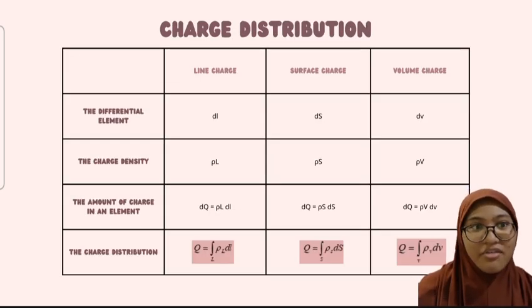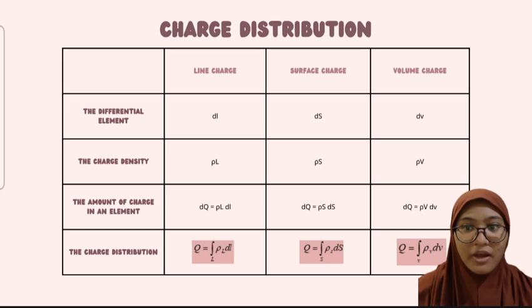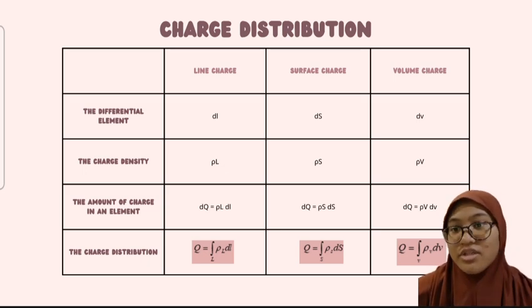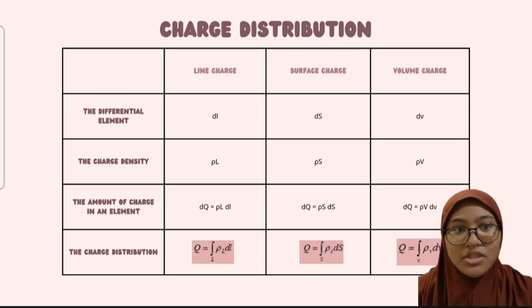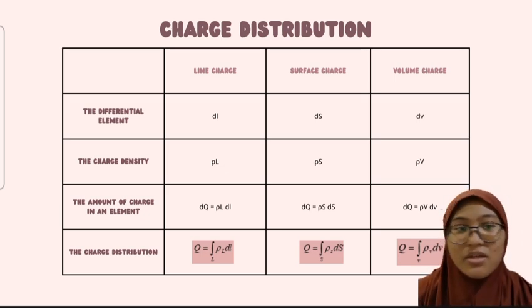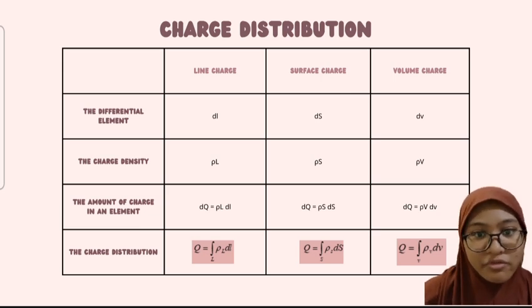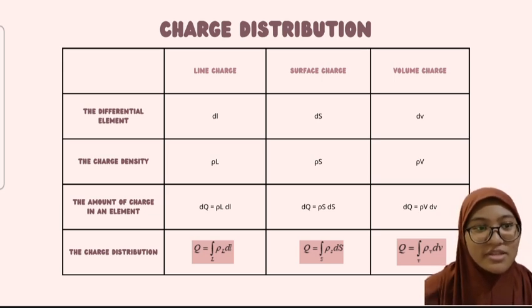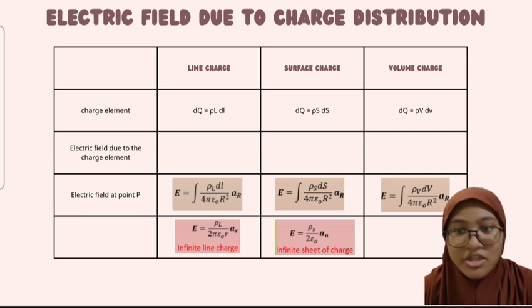On a more advanced level, we have to find E, which is the electric field, on a line, surface, or volume. So for this, we use this table, which is to find E, we must find charge distribution first. So the table shows how we find the charge distribution for different circumstances, for example, line charge, surface charge, and volume charge.